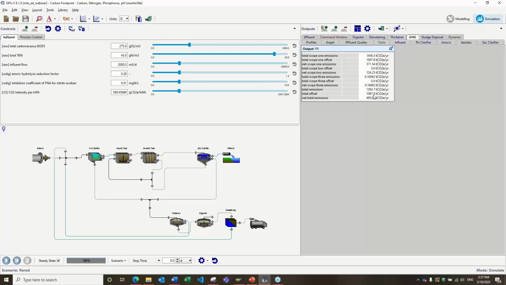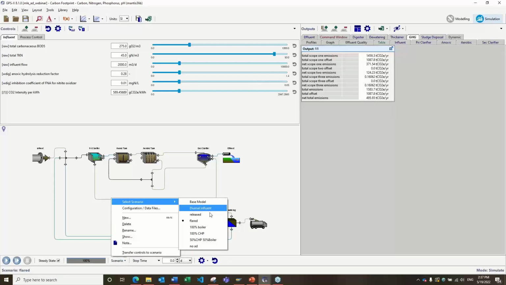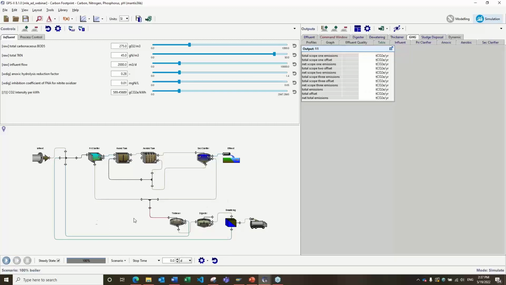So that is the thing, and we can also look at what happens when we take it to a boiler, for example. In this case, essentially what happens is we could offset some of the fuel consumption that was used for heating the digester, but it's not a huge significant amount, though it does reduce the carbon footprint by a little bit more here.